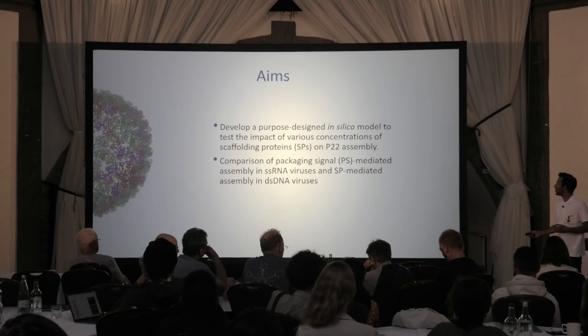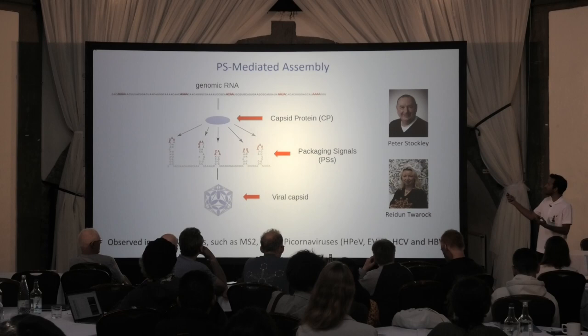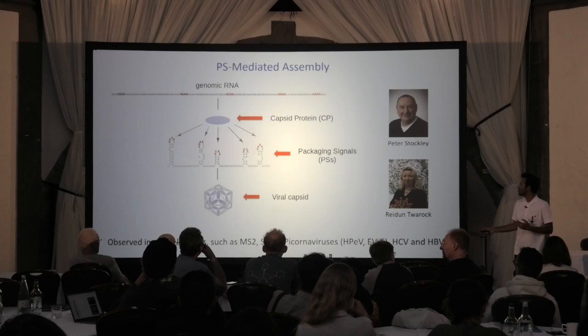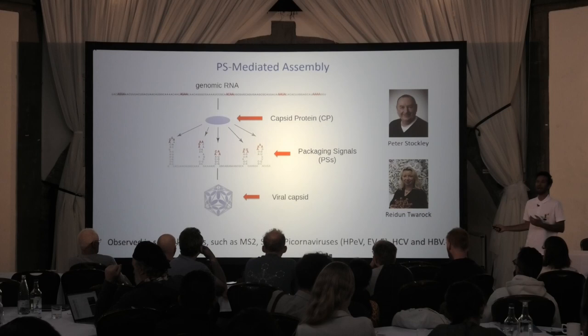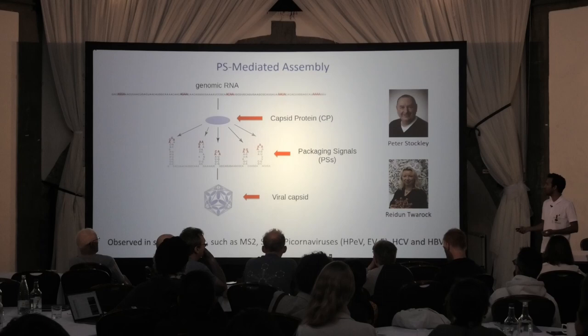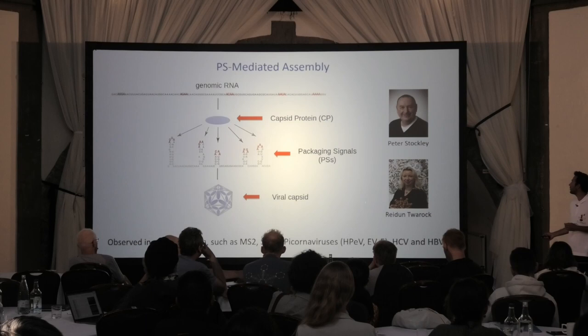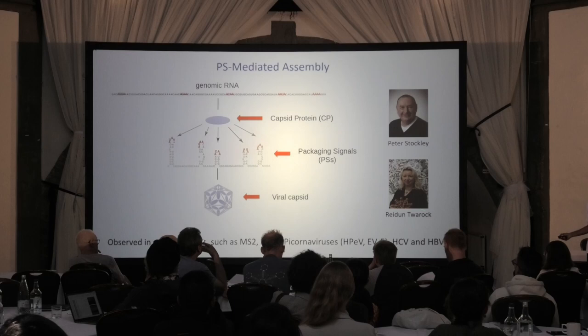So for the PS-mediated assembly, first, you just need to know what they are. Packaging signals, or PSs, are found in many viral genomes. They have multiple dispersed sequence motifs that, if they are presented in a specific secondary structure, have affinities for capsid protein, and we call them packaging signals. Packaging signals act collectively to promote the formation of virions. They have been observed in many viruses like MS2, CMV, HPV. Their discovery was a joint work between Peter's lab in University of Leeds and Wyden's group in University of York.